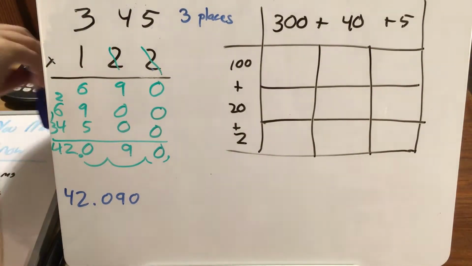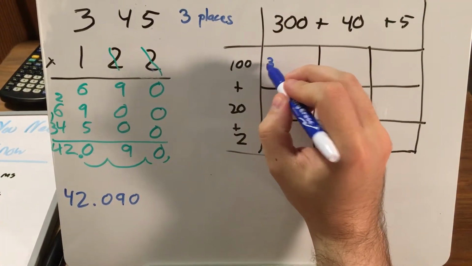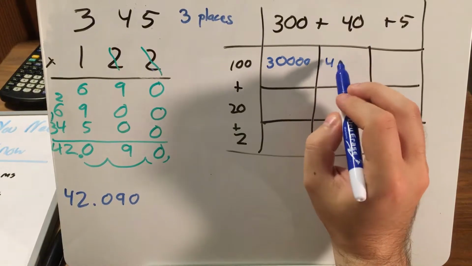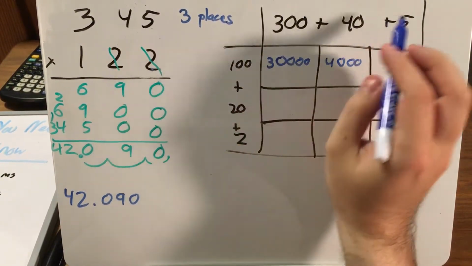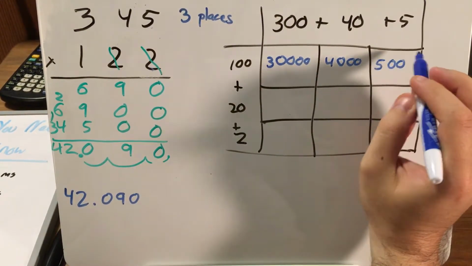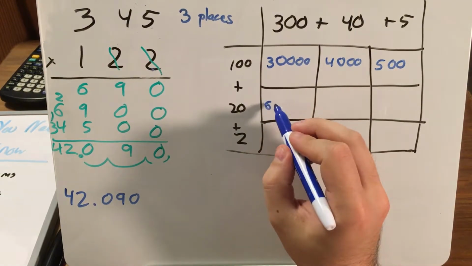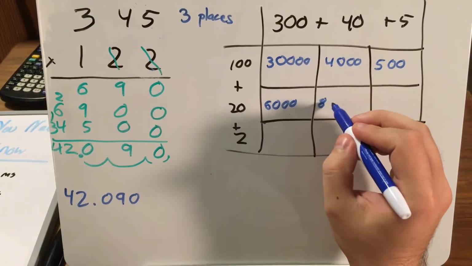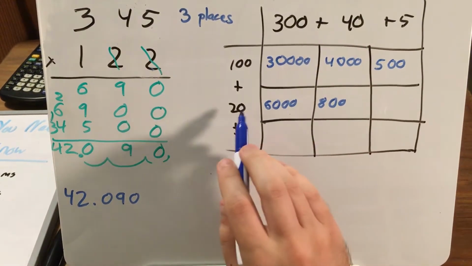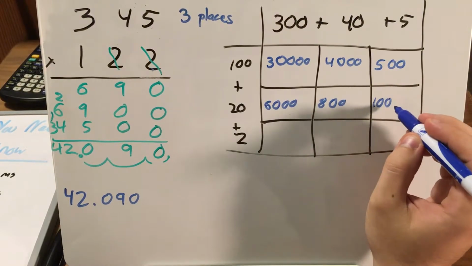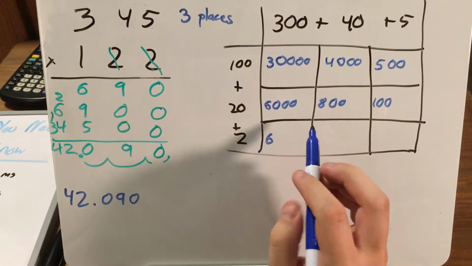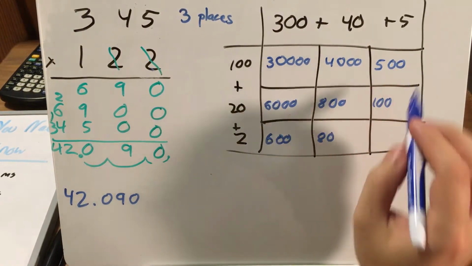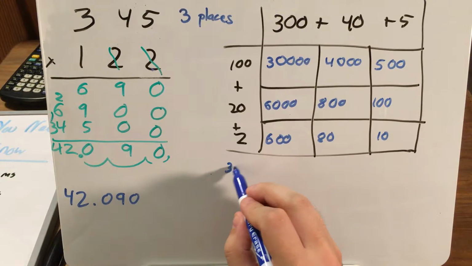So to start with, I need 300 times 100, which is the same as 1 times 3, or 3, and I put on my 1, 2, 3, 4 zeros. 100 times 40 is the same as 1 times 4, and I add on my 1, 2, 3 zeros. 100 times 5 is the same as 1 times 5 with 2 zeros. 20 times 300 is the same as 2 times 3 with 1, 2, 3 zeros. 20 times 40 is the same as 2 times 4, which is 8, with 1, 2 zeros added onto the end of it. 20 times 5 is the same as 2 times 5, with 1 zero on the end of that. 2 times 300 is the same as 2 times 3 with 2 zeros. 2 times 40 is the same as 2 times 4 with 1 zero. 2 times 5 is just 10. Now I need to add all this together.